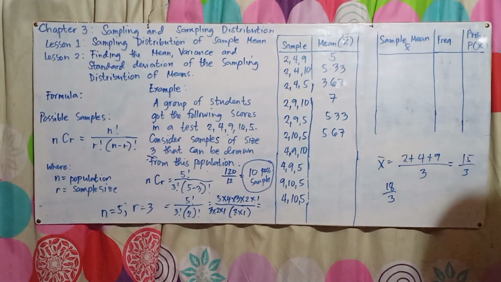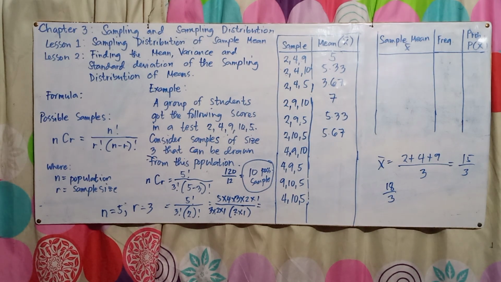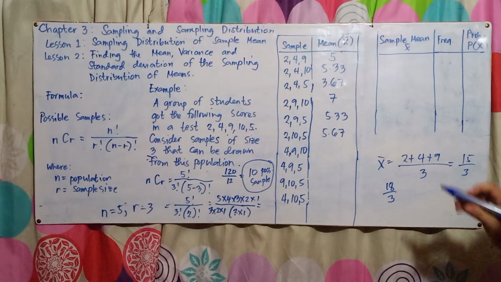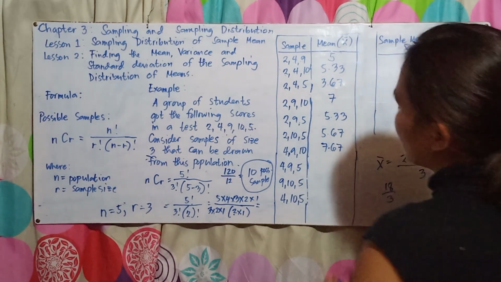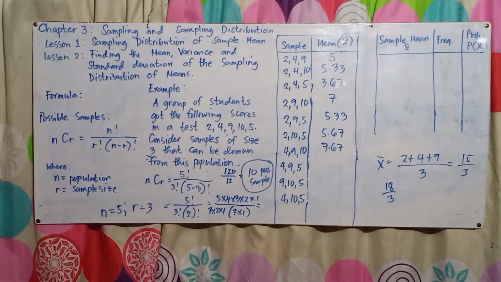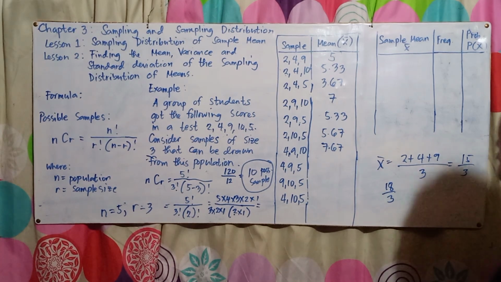Next, 4, 9, and 10. So 19, 23. Divided by 3 is 7.67. Next, 4, 9, and 5. So 9 plus 5, 14 plus 4, 18. 18 divided by 3, the answer is 6.